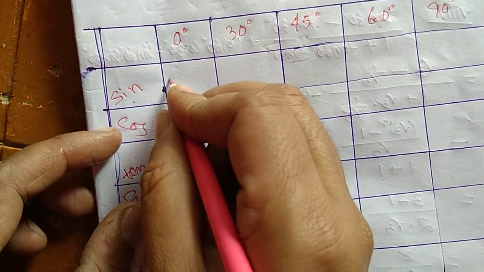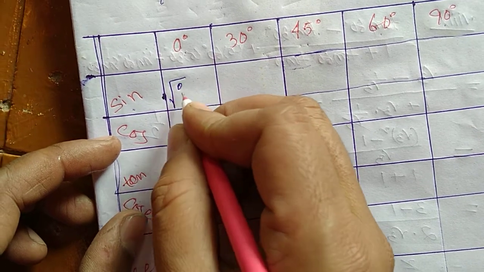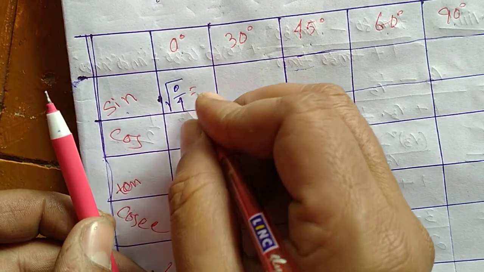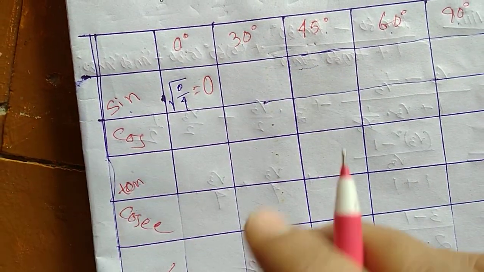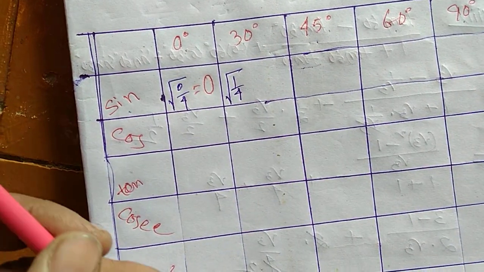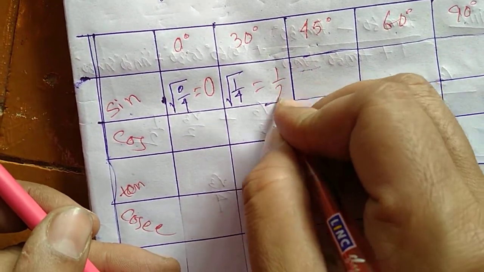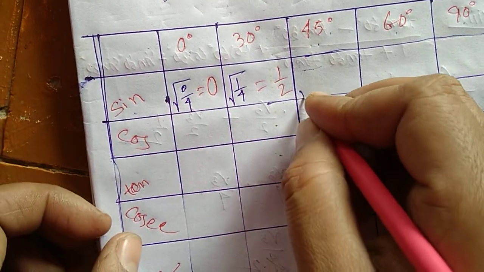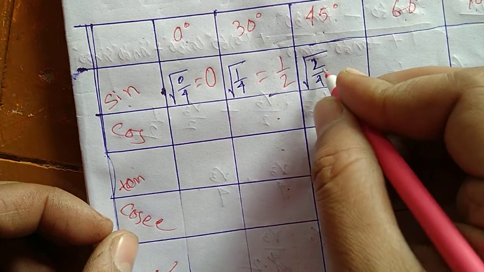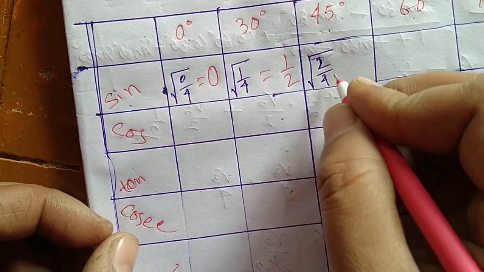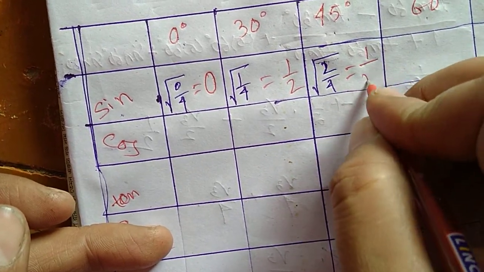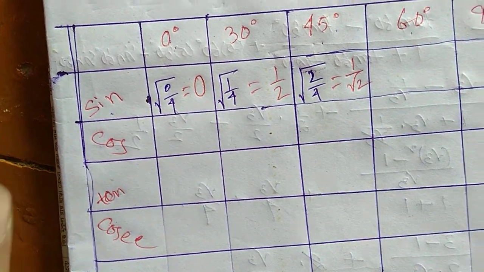Sine 0 degree, we can write root over 0 by 4. So root over 0 by 4 equals 0 by something, that is 0. Next, sine 30 degree is root over 1 by 4. Root over 1 by 4, that means half. Sine 45 degree is root over 2 by 4. 2 by 4 means 2 and 4 will be eliminated, so that is 1 by 2. Root over 1 is 1 and root over 2 is root 2, so 1 by root 2.